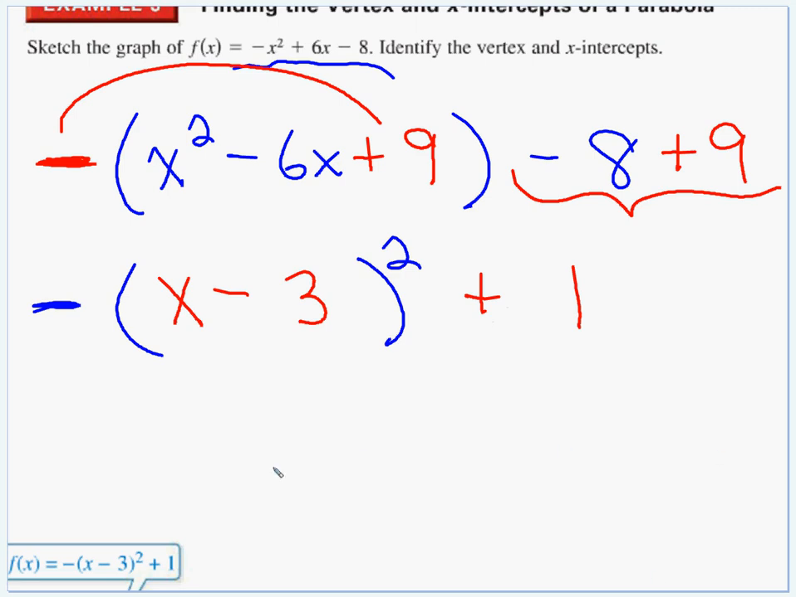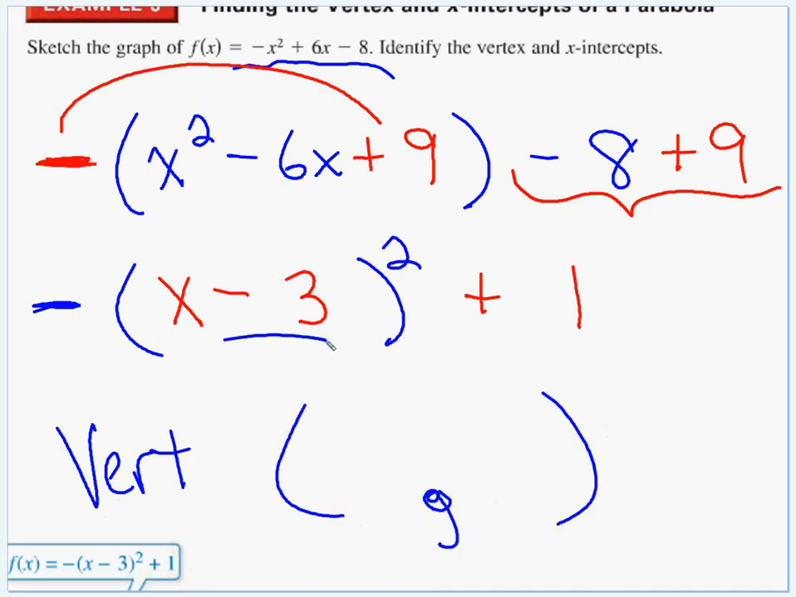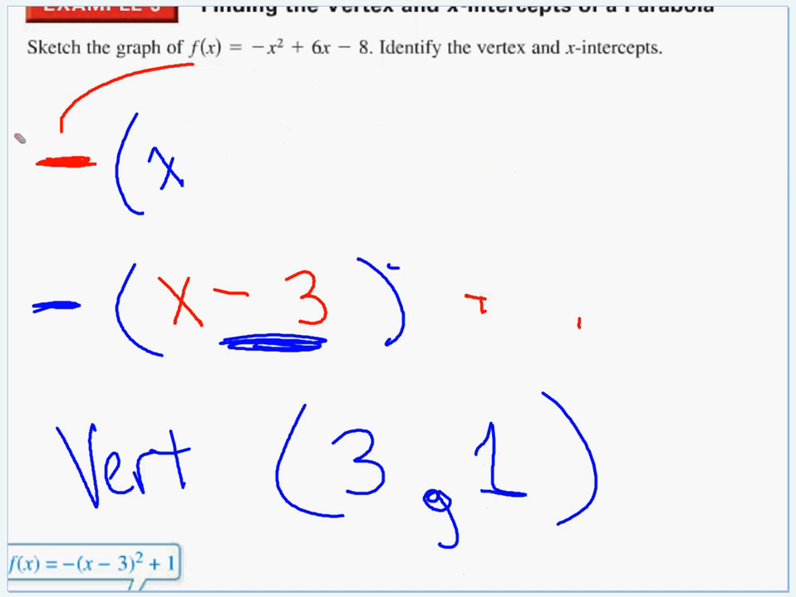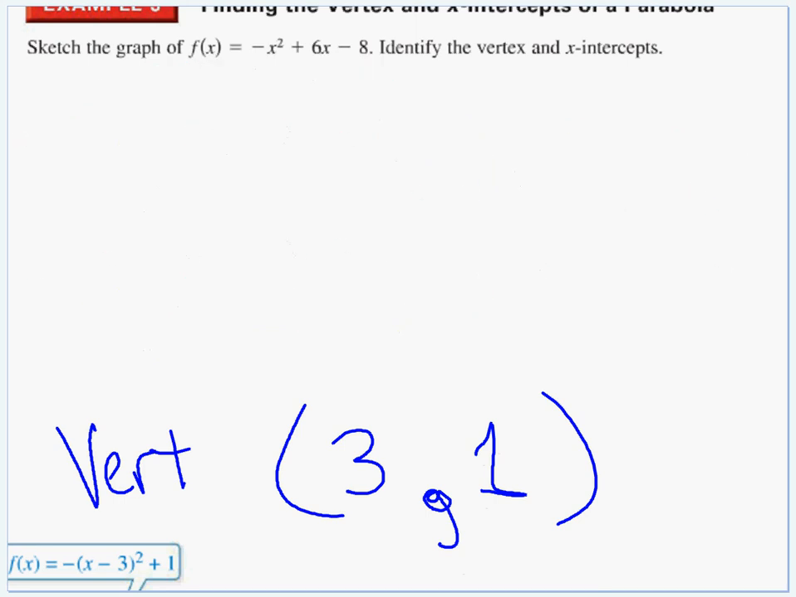Okay, we can make our graph a little better because we can now find the exact vertex. The vertex is going to be, flip the sign here, that's going to be a +3, and this sign stays the same, +1.